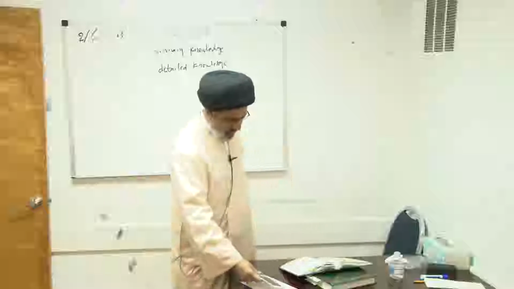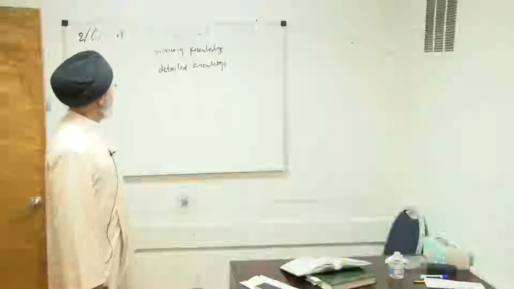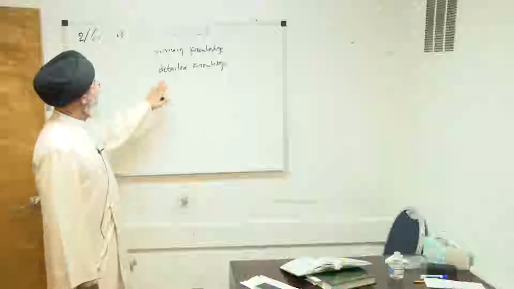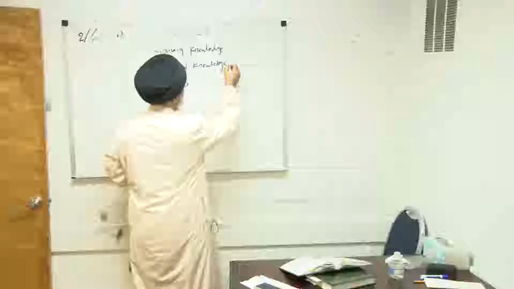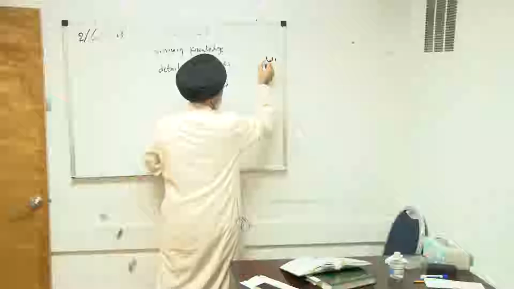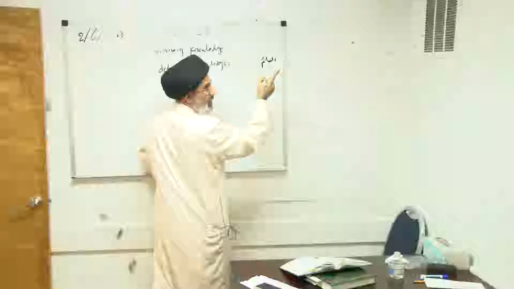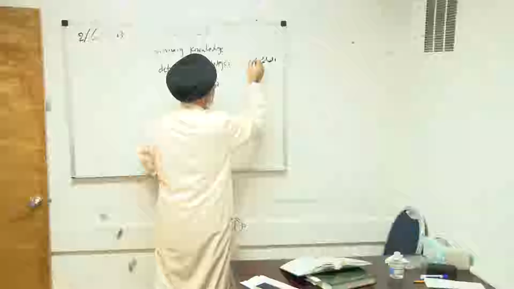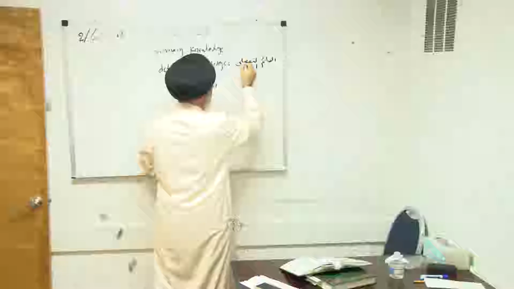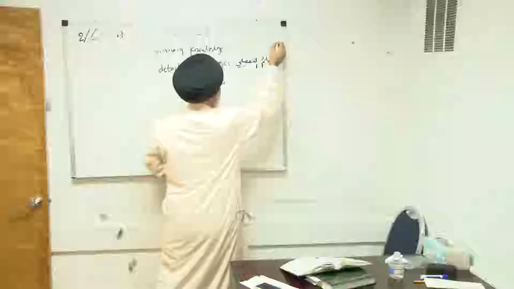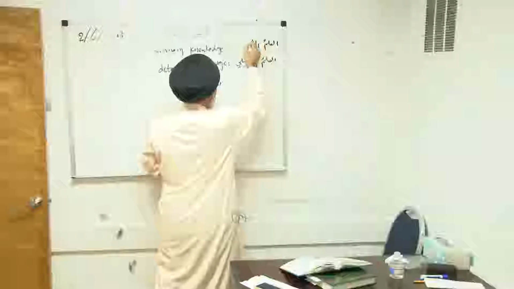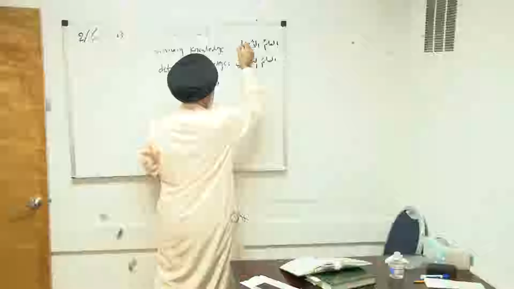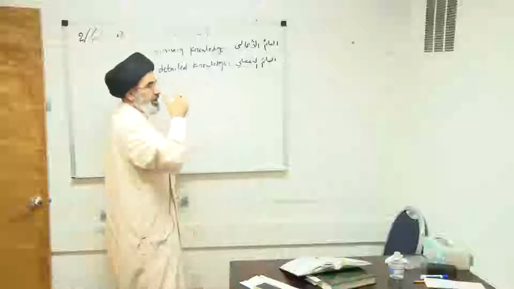Today we're going to discuss the difference between the detailed knowledge and the summary knowledge. Detailed knowledge is al-ilmul tafsili. And the summary knowledge is called al-ilmul ijmali.